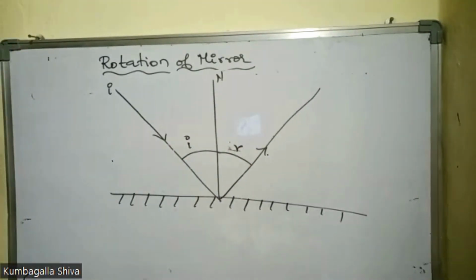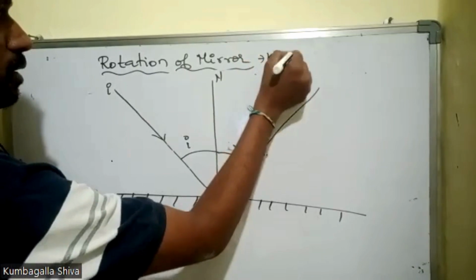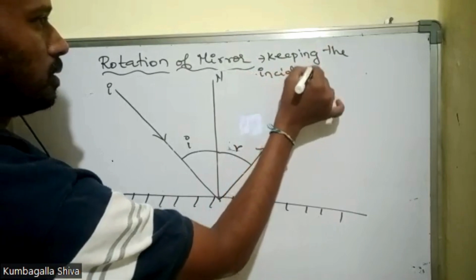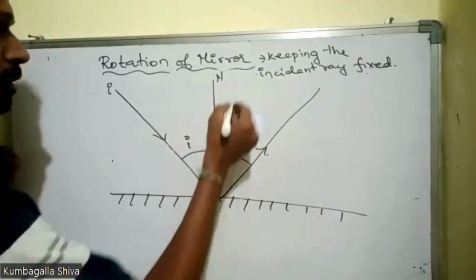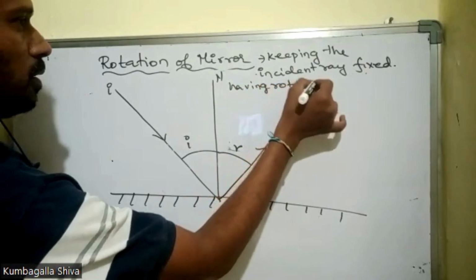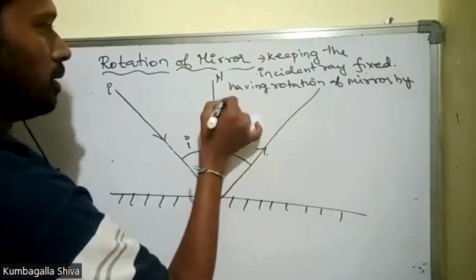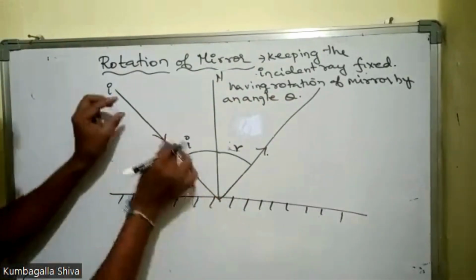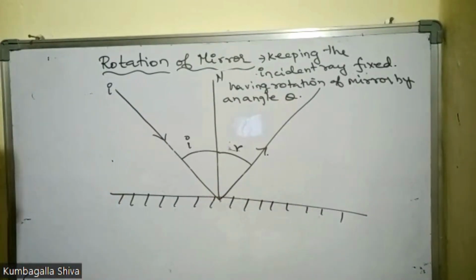Now the point is, when I rotate the mirror, keeping the incident ray fixed, having rotation of the mirror by an angle theta. That's all. We are making just the incident ray fixed, and what I'm doing here is just rotating the mirror to an angle theta.